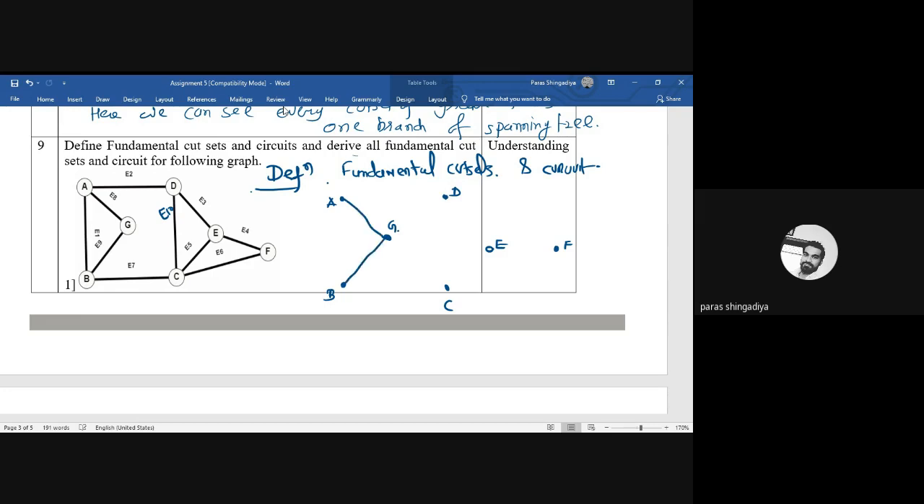Second one. After that is the third edge, I will consider E10. Let us take E5. Okay, and it is E6. Clear?